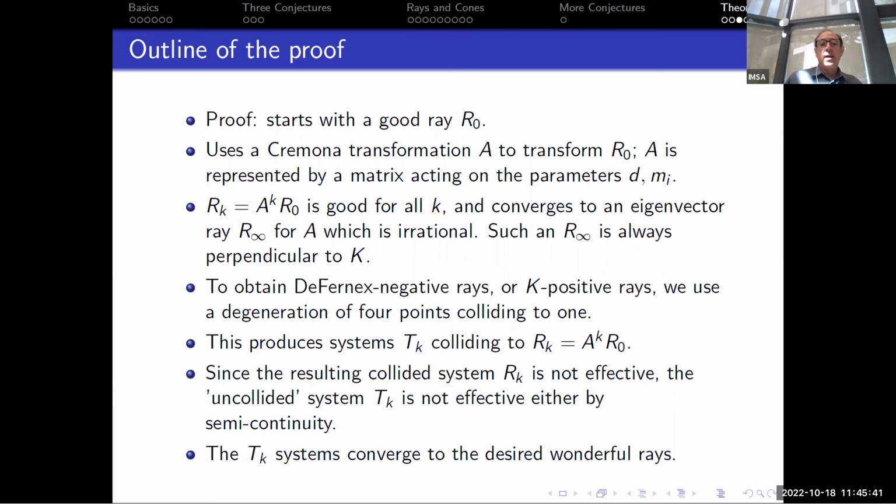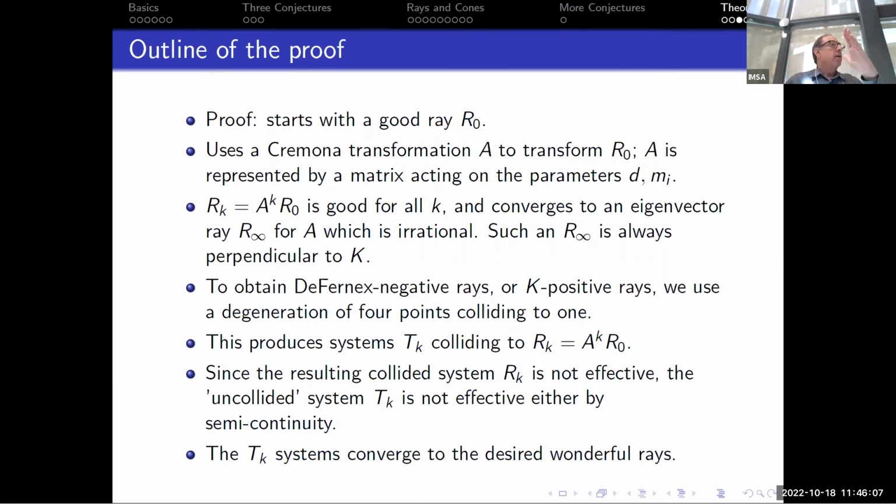Parameters are preserved. So this is represented when you apply the Cremona transformation to a class, it's a matrix, right? It's an n+1 by n+1 matrix. It changes the degrees and the multiplicities in a prescribed way. And so you can iterate this construction and apply Cremona over and over again.